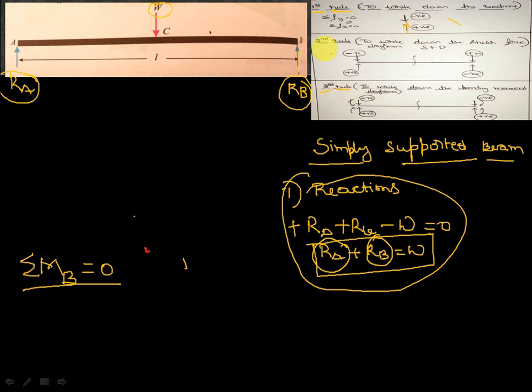Okay, what about the second rule? The second rule is to write down the shear force diagram. To write down the shear force diagram, we need to make use of this second rule. For the bending moment diagram, we need to make use of this third rule. And while finding the reactions, we need to make use of the first rule, which we had already used. Okay, so now to find the individual reactions, we need to make summation of moment at B equal to 0.